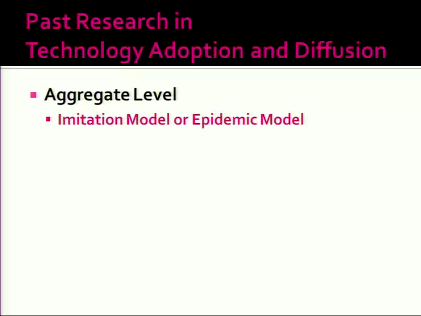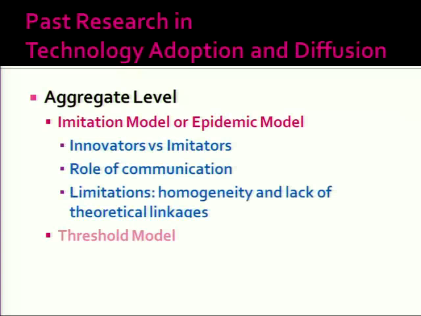So one of them is called an imitation model, or epidemic model, and then the one that I more believe in is the threshold model. Okay, so the imitation model has this story. Let's just pick an example, for example, Facebook. What it says is that it's sort of like an epidemic.